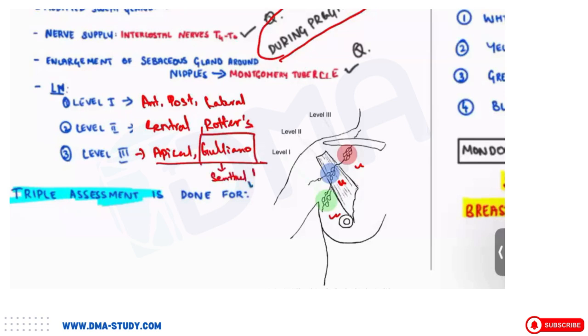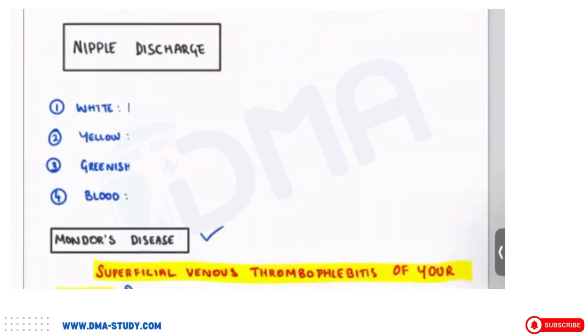Then we have the triple assessment, which is physical examination, radiological and lab assessment. Triple assessment is done for cancer breast. A very, very, very important MCQ. CA breast. Then you have nipple discharge.